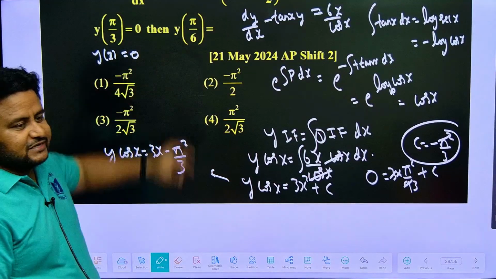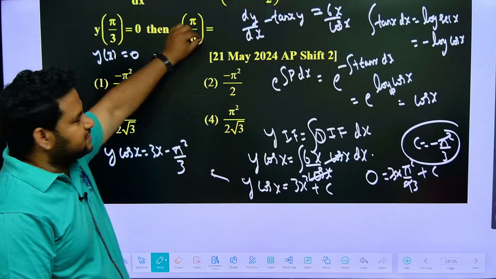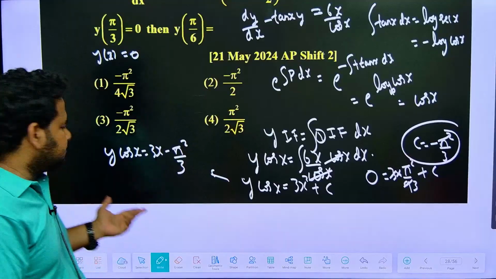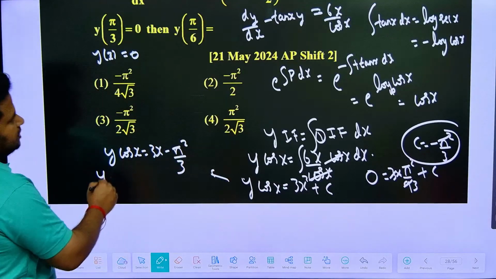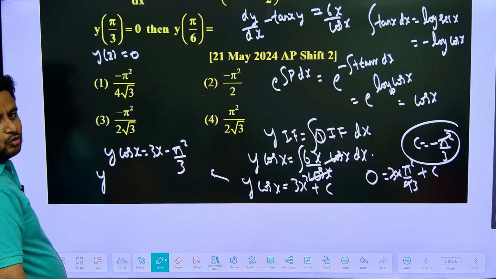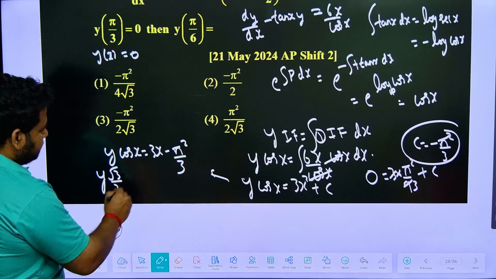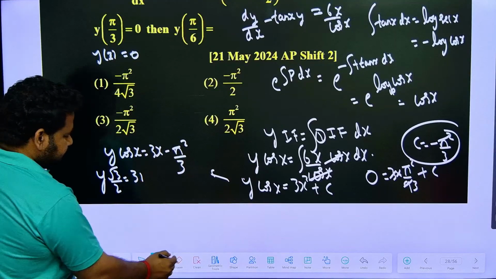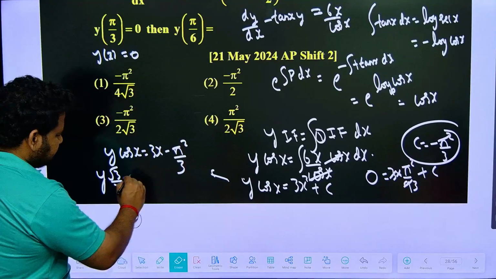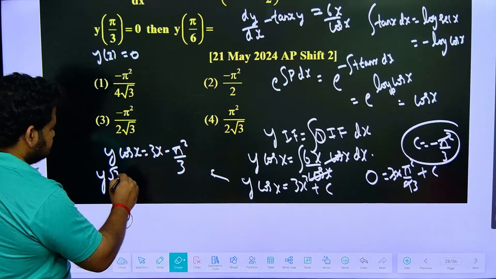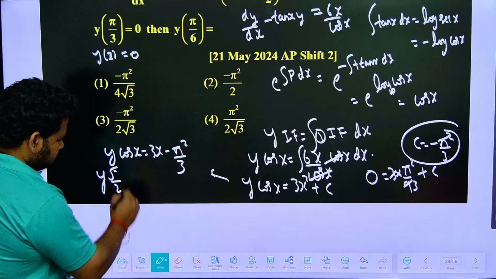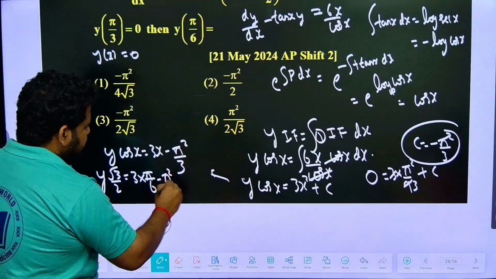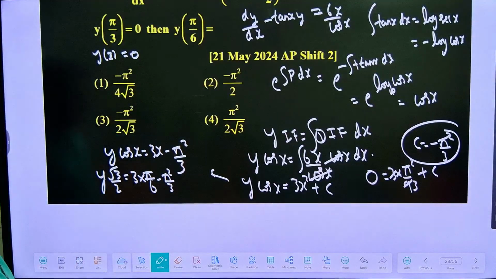Now they are asking y of pi by 6. When I put x is equal to pi by 6, what is the value of y they are asking. So if I put x is equal to pi by 6, y into cos pi by 6, and cos pi by 6 is root 3 by 2, is equal to 3 into pi by 6 squared, minus pi square by 3.